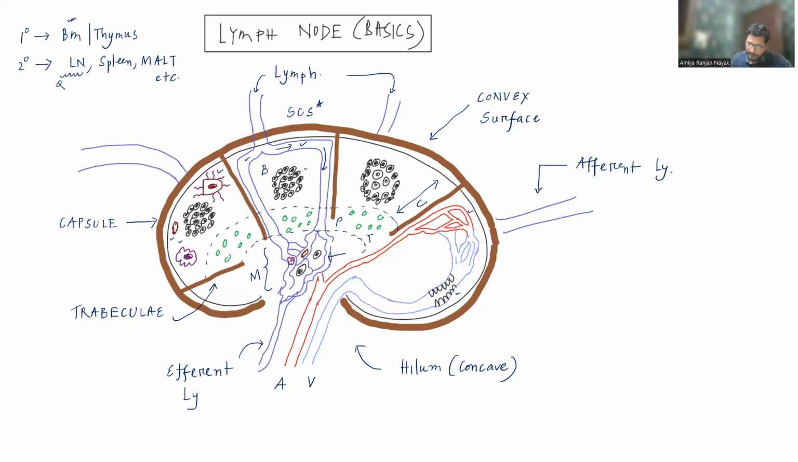In the medulla, we have medullary sinuses, as I have already told you. Apart from medullary sinuses, the rest of the structures are known as medullary cords. Medullary sinuses contain the macrophages and the reticular cells, and the cords contain the plasma cells and the lymphocytes. We'll discuss all those things in detail in subsequent slides. Now let us first start our discussion with the cortex of the lymph node.